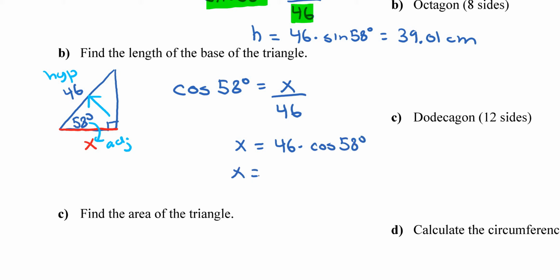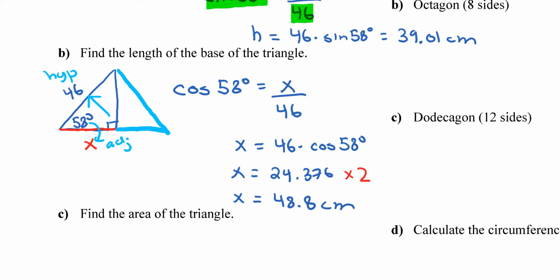So 46 times cos of 58 degrees is going to be about 24.376. And then I times that by 2. Remember, we have to times it by 2 because we still have the other length of the triangle to consider. So that's why we need to double that up. And that should give me about 48.8. So the base will equal 48.8, and the units here are going to be centimeters.